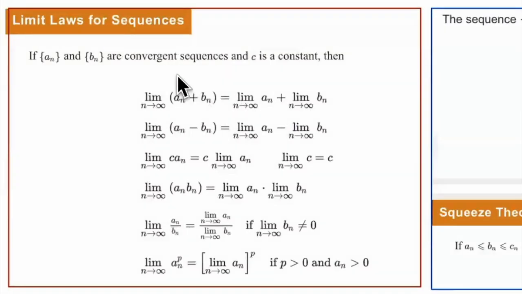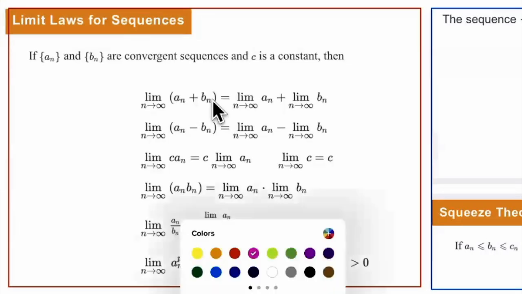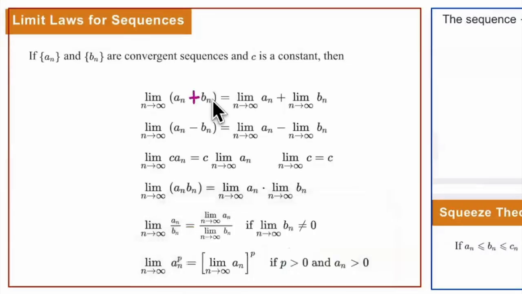Here are the usual limit laws for sequences. First, the sum law: the limit of the sum is the sum of the limits, and the limit of the difference is the difference of the limits, providing that the limits for an and bn exist. Then here is the constant multiple law. If you take a constant times an and take the limit of that, you can take the constant outside: it is the constant times the limit.